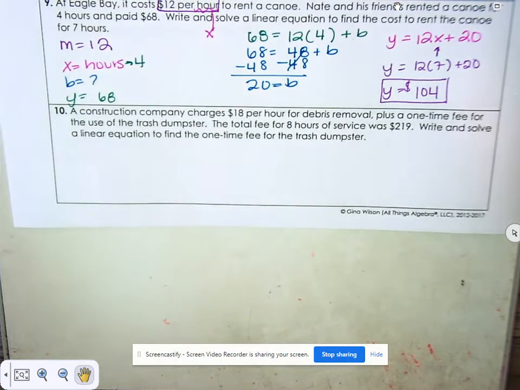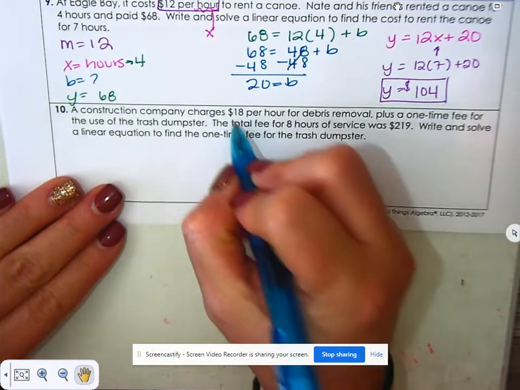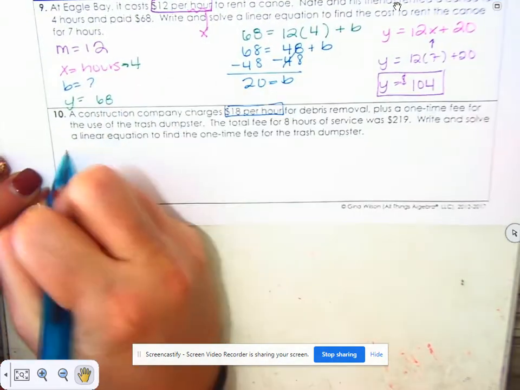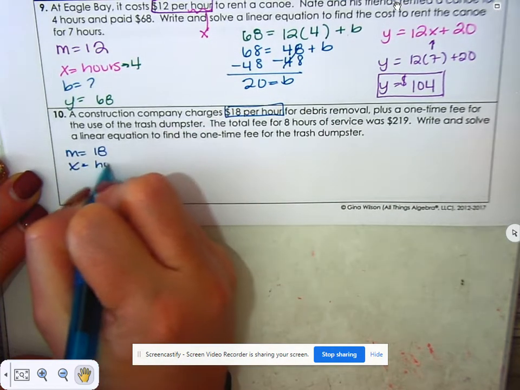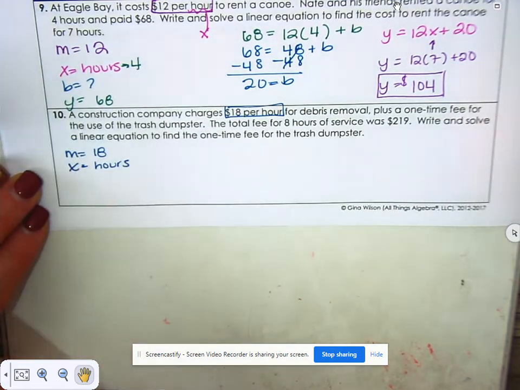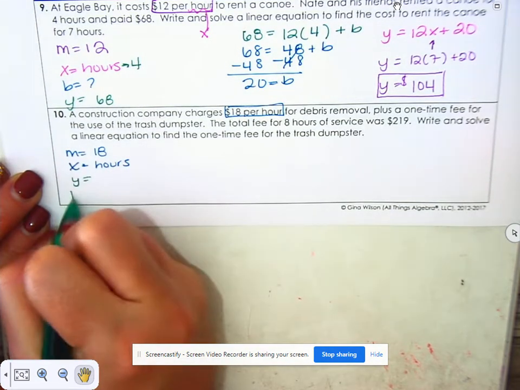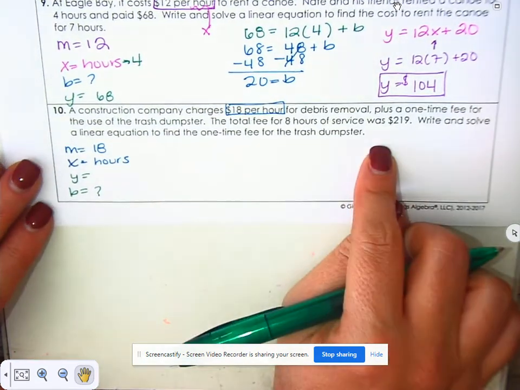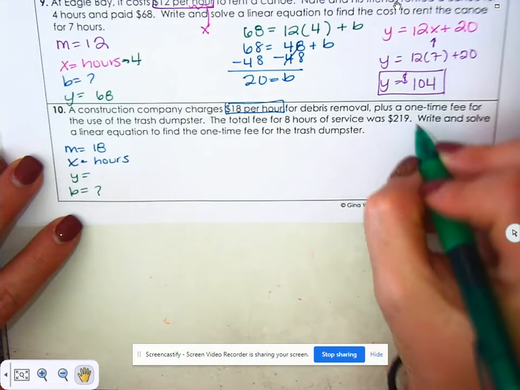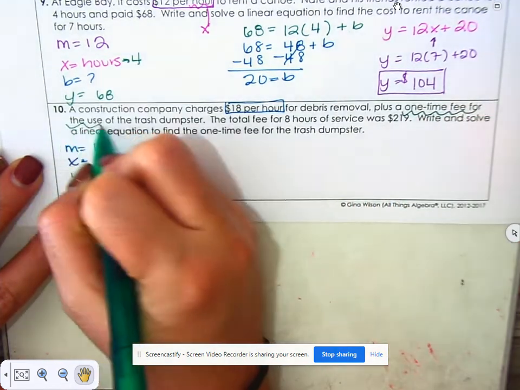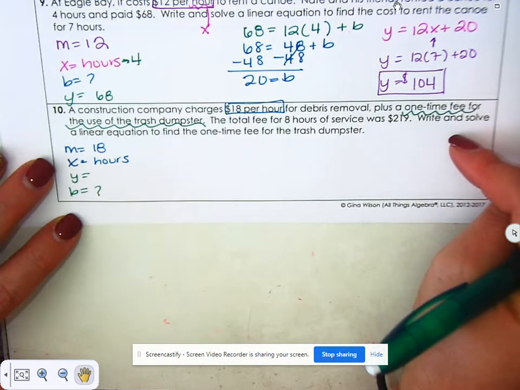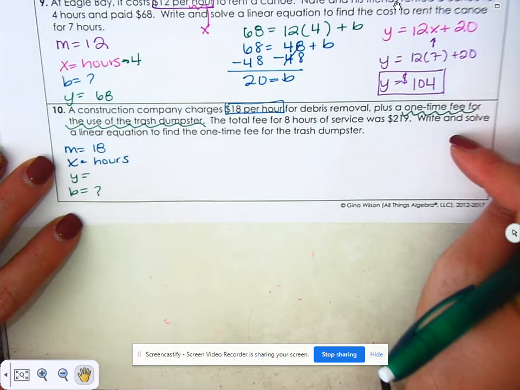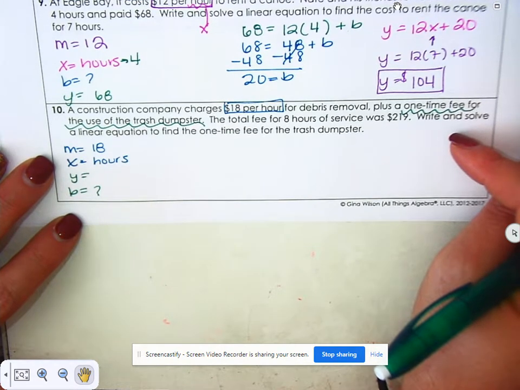All right. A construction company charges $18 per hour for debris removal. Okay, so again, here's our slope. So our M is 18. Okay, therefore our X is hours. All right, and we still need to find Y and B. Now we don't know our B, so let's keep reading. And right there it says plus a one-time fee for the use of the trash dumpster. So that's what we're looking for over there, okay?